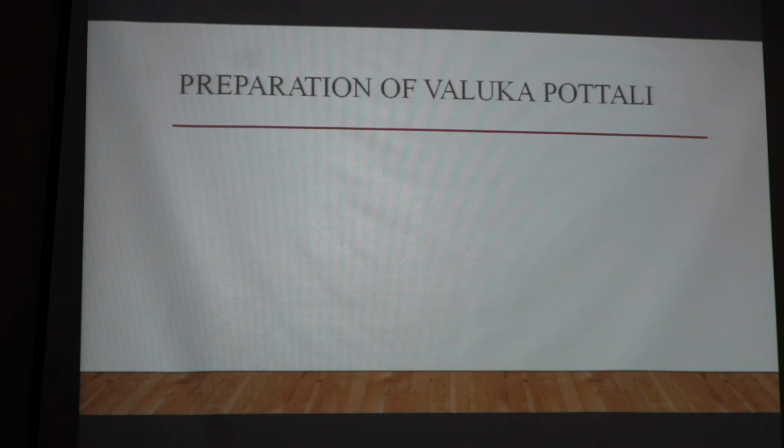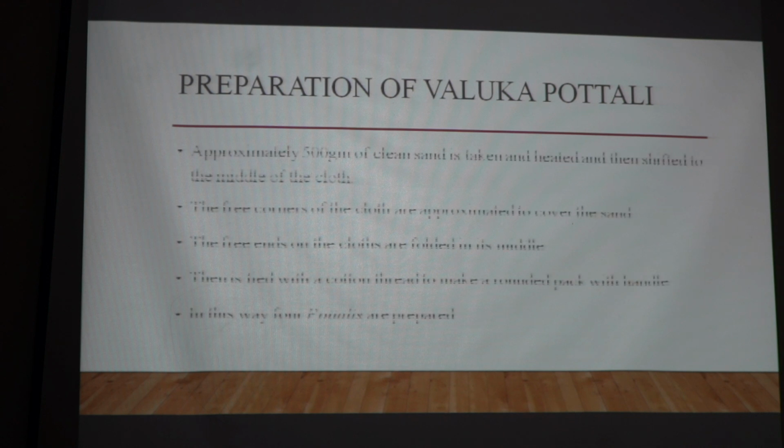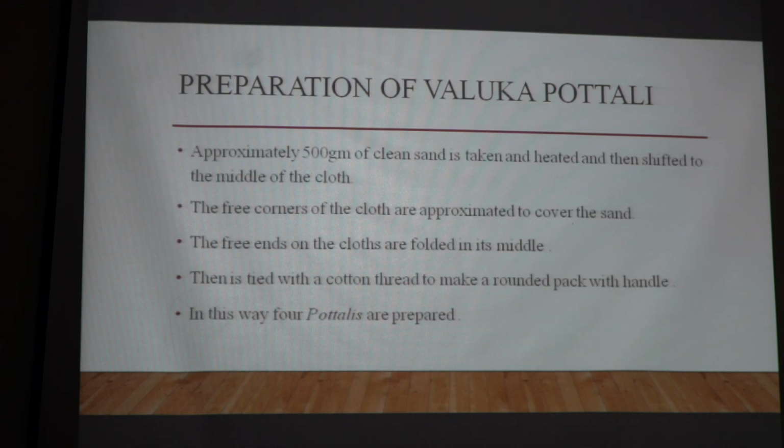These are the pre-procedure steps. Now preparation of the Valuka pottery, how you make the boluses. Approximately 500 grams of clean sand is taken and heated and then shifted to the middle of the cloth. The free corners of the cloth are approximated to cover the sand. The free ends of the cloth are folded in the middle and then tied with a cotton thread to make a round pack with a handle. In this way, 4 potteries are prepared. We will prepare the potteries in the same way we were preparing Shashtika Pinda Sweda and Patra Pottali.